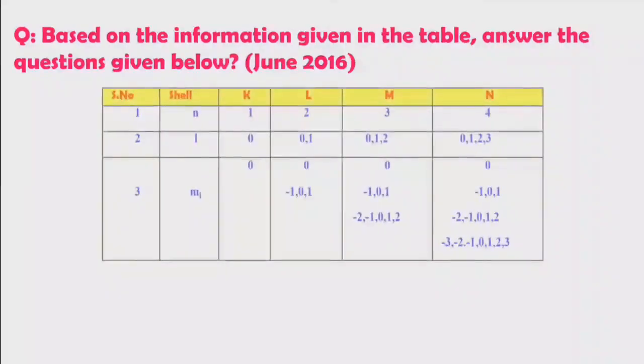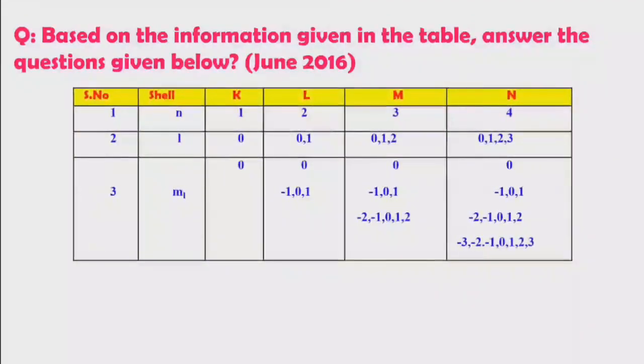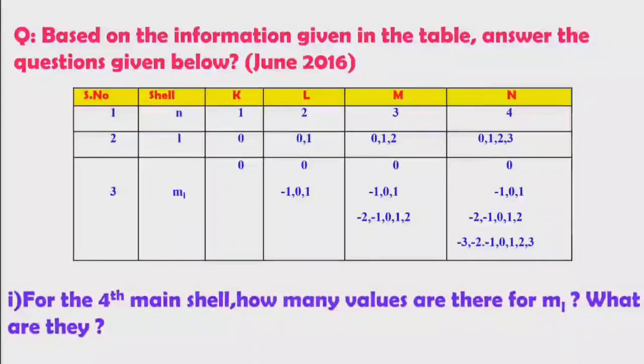Based on the information given in the table, answer the questions below. This question was given in the Public Examination June 2016. Here one table is given. In the table, n values, principal quantum number, azimuthal quantum number and magnetic quantum number values are given. For the fourth main shell, how many values are there for ml? What are they?